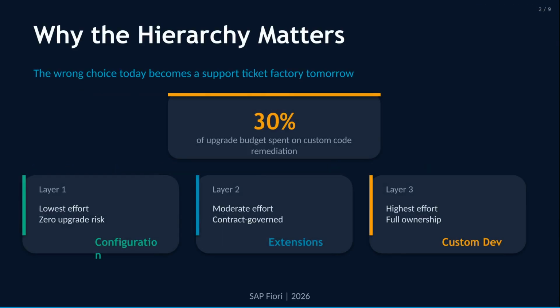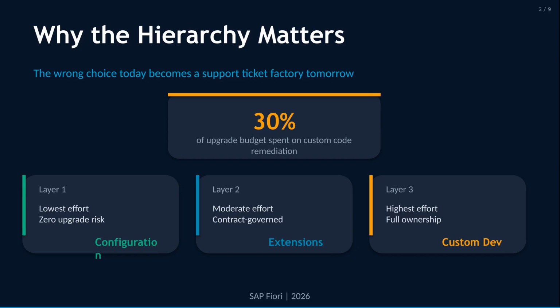Let me frame this with a number. SAP reports that organizations with more than 50 custom developments spend an average of a third of their upgrade budget on custom code remediation. That is nearly a third of your upgrade cost going to fix things you built yourself. The enhancement hierarchy exists to minimize that burden.